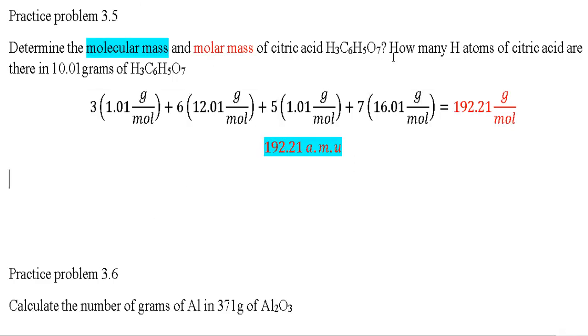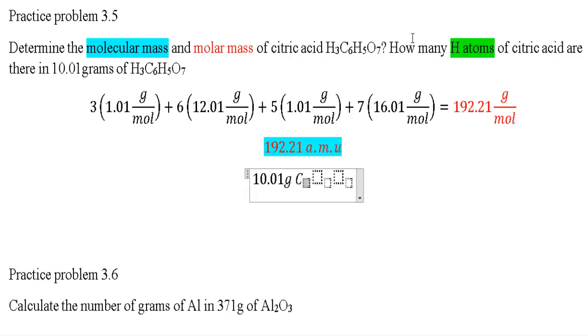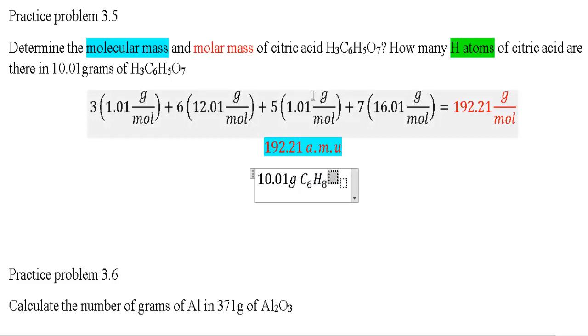So how many H atoms of citric acid are there in 10.01 grams of this formula? H atoms. So what conversion factor will we use? What relationship will we use? We're going to use Avogadro's number somewhere in this. So let's start out with what we are given: 10.01 grams of citric acid. I'm just going to go ahead and add the hydrogens here. There are 3 hydrogens plus 5 hydrogens, 8. It's perfectly legal. 10.01 grams of citric acid.